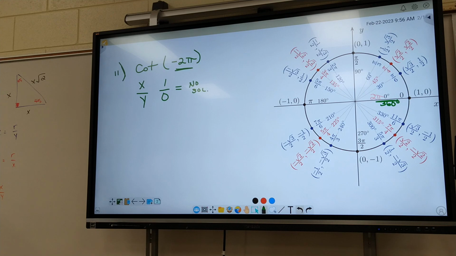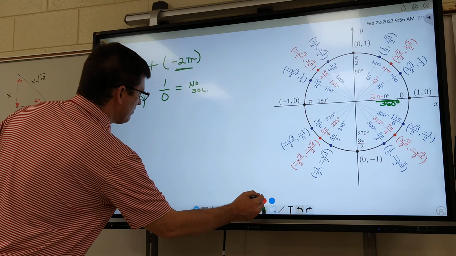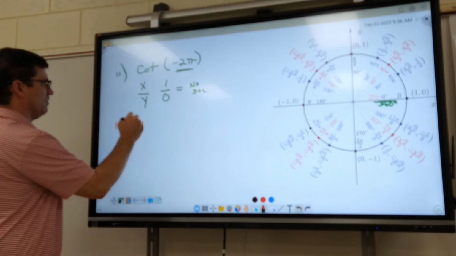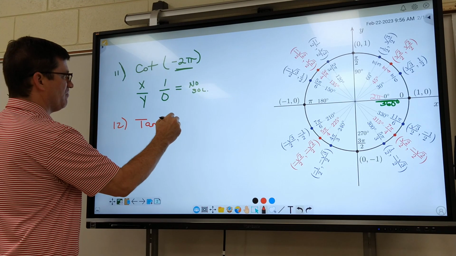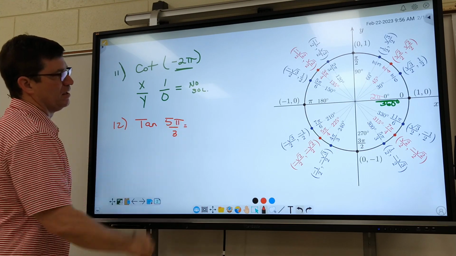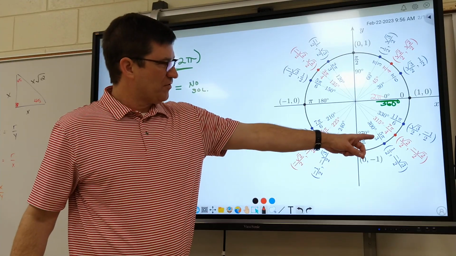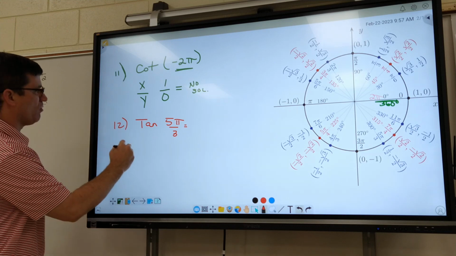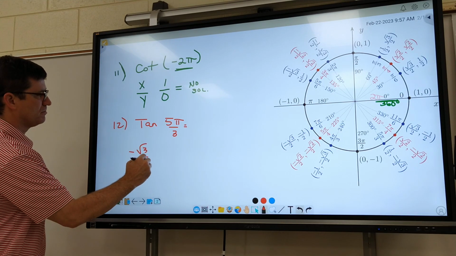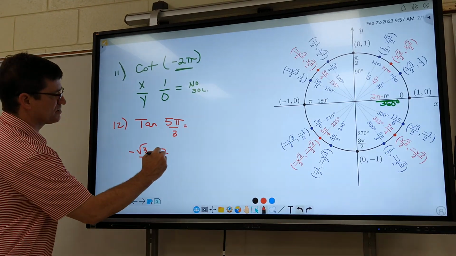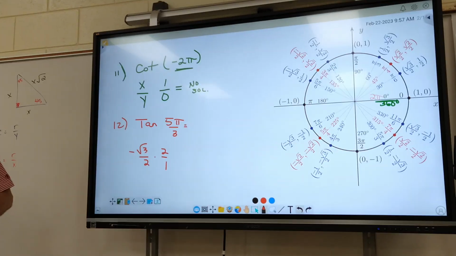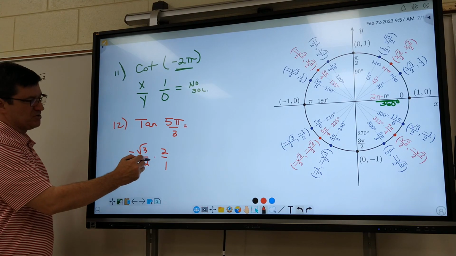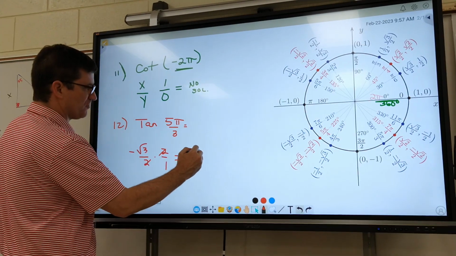All right, so the next one is tangent of 5 pi over 3. Number 12, tangent, 5 pi over 3. All right, here's 5 pi over 3. Tangent's y over x, right? So I write my y down first. I flip my x. That's all you got to show me. All right, 2's cancel. My answer is negative root 3.